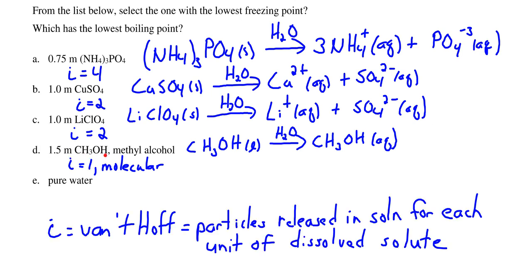D, methanol. Methanol is a molecular compound, we know, because it contains only nonmetals, and therefore when it dissolves, it simply dissolves. There are no ions in this compound, so it does not release ions into solution. The Van 't Hoff factor of any molecular compound is going to be equal to 1. And finally, our last choice, E, is simply pure water.